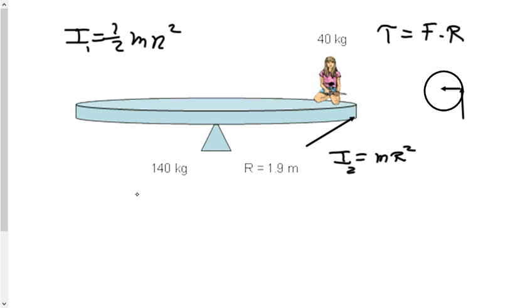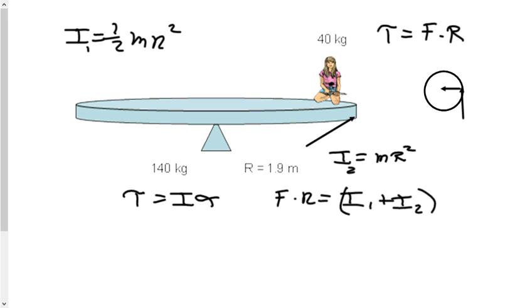So I'm going to set torque also equal to I alpha, alpha being the angular acceleration. This one's like F equals ma. The moment of inertia works just like mass. Okay, so what's that going to look like? It'll be force times radius equals I1 plus I2, multiplied by alpha, which would be the angular acceleration of the system.